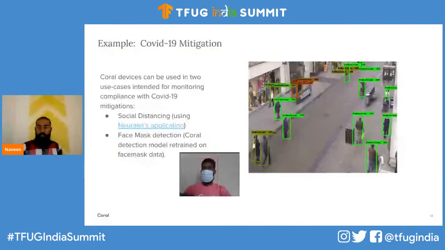For COVID-19 mitigation, recently we have seen a couple of community projects show up on the Coral platform. One among them is a neural net application which estimates a social distancing metric from street cameras. Another one is face mask detection, which detects whether a person is wearing a face mask or not.